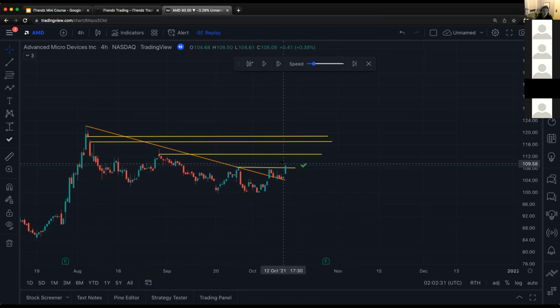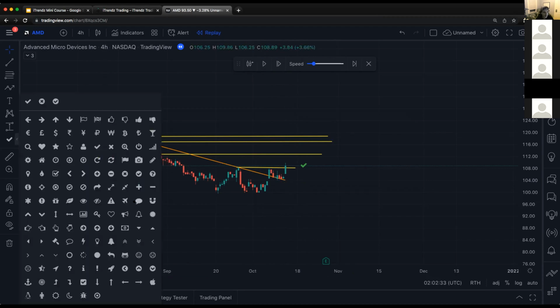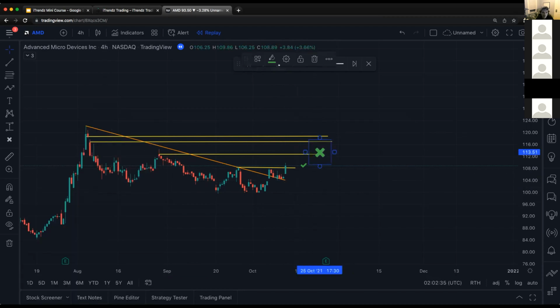So hopefully this is making sense. We have our first take profit at this level, and it's going to be green, but we got to make it X because this is where we're exiting the position. That really makes sense. Then we're going to have our next take profit at this level here.